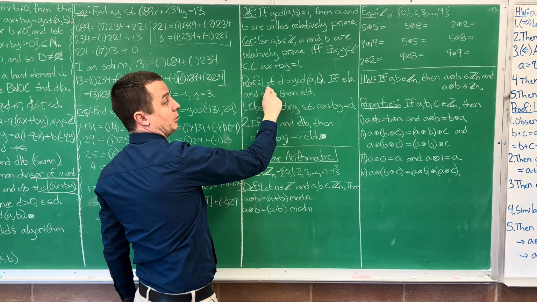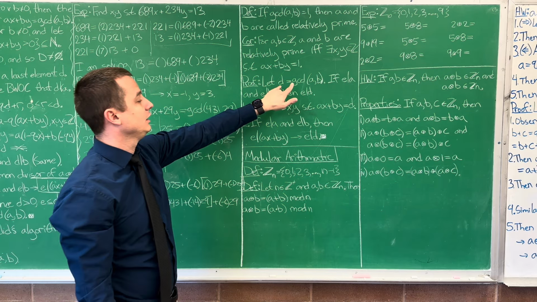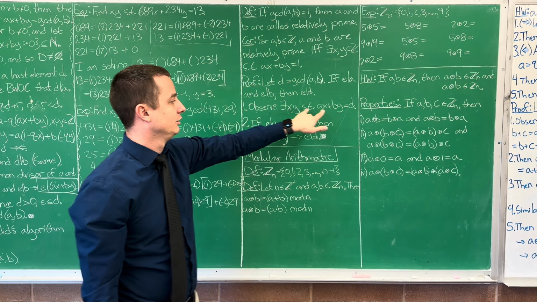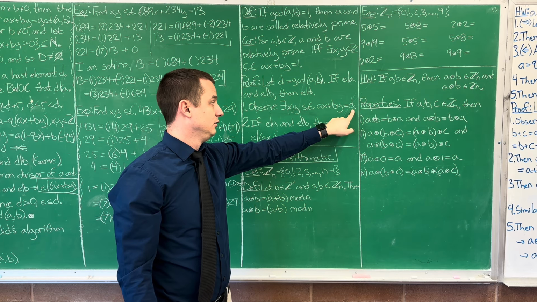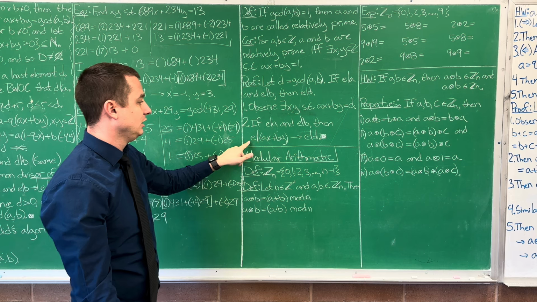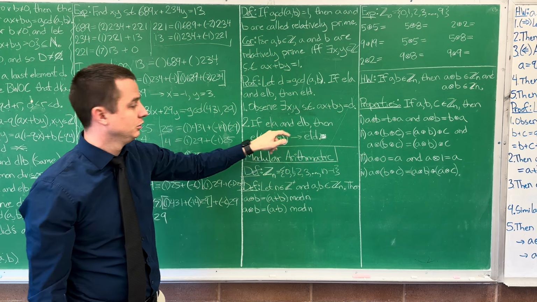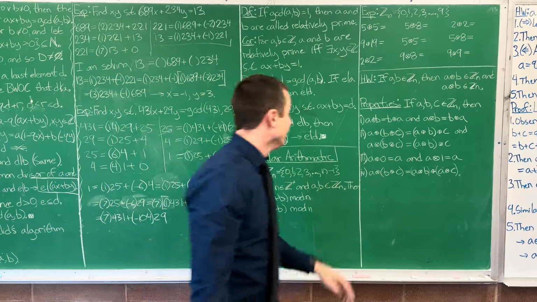Remember what my "let" says here. Let D be the greatest common divisor of A and B. Since D is the greatest common divisor of A and B, there has to exist x and y such that ax plus by equals D. So if E divides A and E divides B, then obviously E divides some linear combination of A and B, which means E divides D. Good?